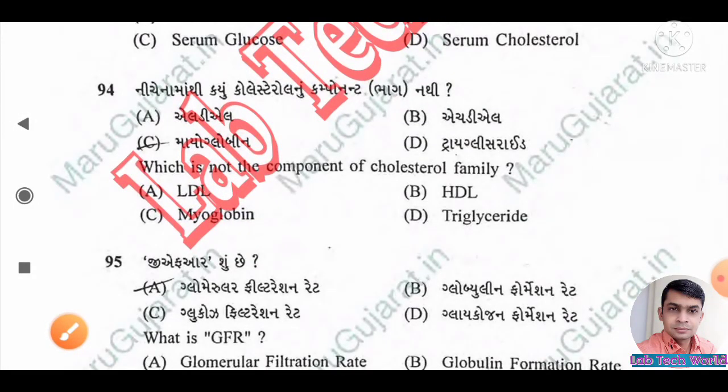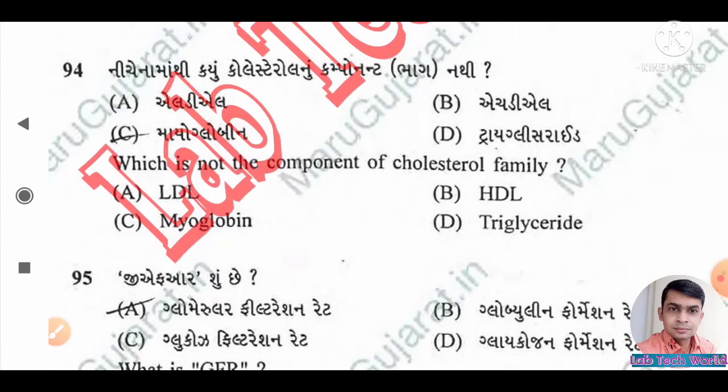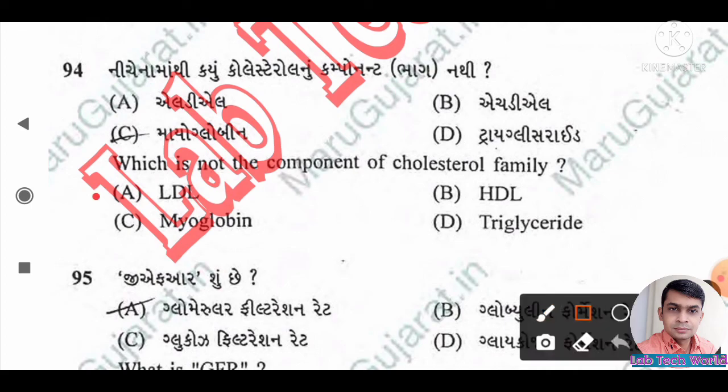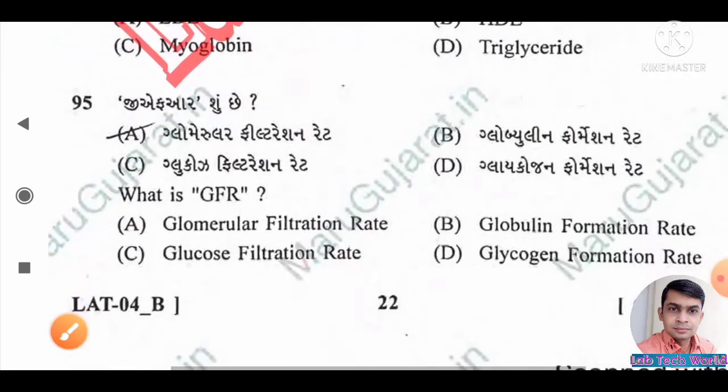Move to the next question, number 94. Which is not the component of cholesterol family? Options: A LDL, B HDL, C myoglobin, D triglyceride. And the correct answer for this question is C, myoglobin, a protein that is not the component of cholesterol family. Rest of the examples or options, that is LDL, HDL, VLDL, triglyceride, are the components of cholesterol family. So C, myoglobin, is the correct answer, which is not the component of cholesterol family.